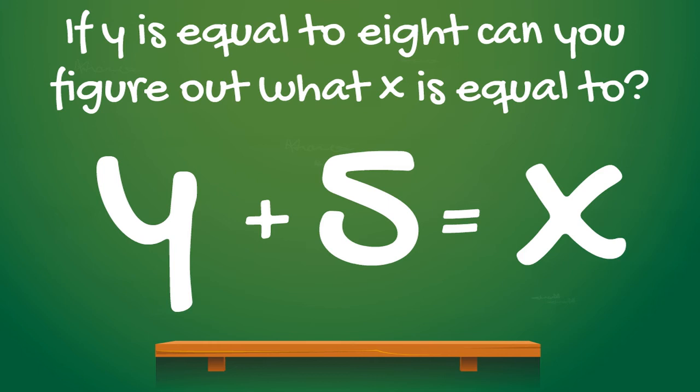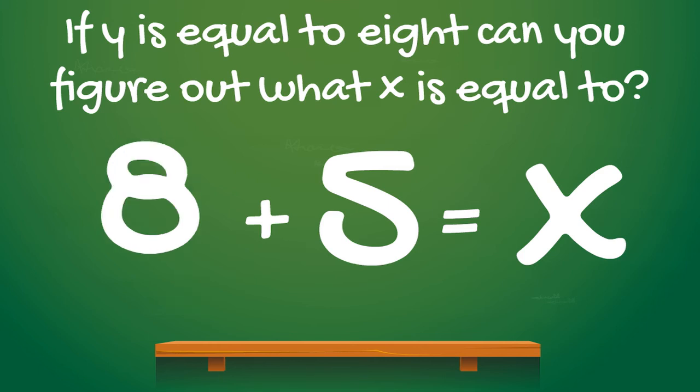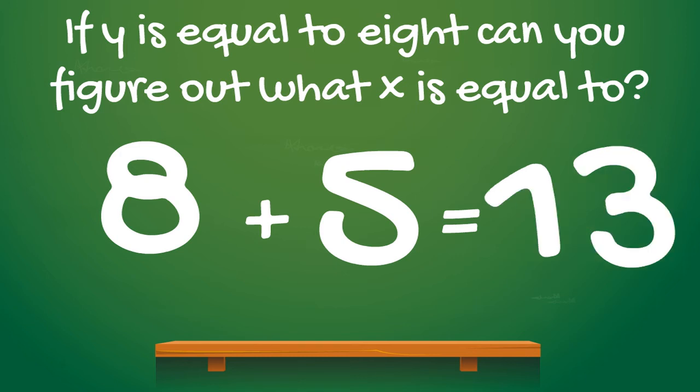So same as last time. We know that y is equal to 8, so we just swap it out. 8 plus 5 is equal to x. Easy. So x is going to be equal to 13.